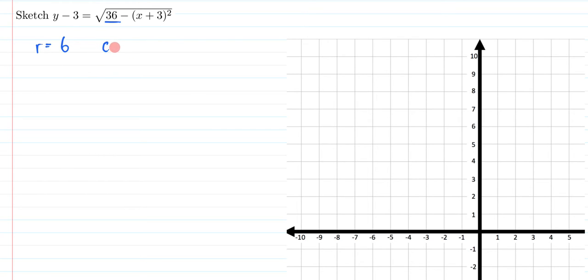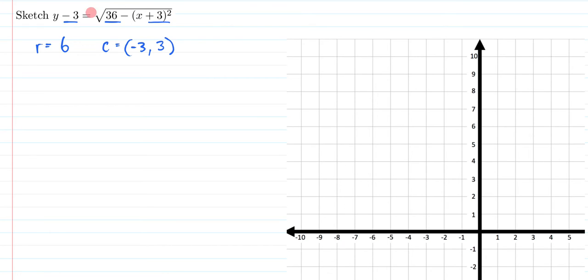And the center will be -3 and 3. Notice that I had to change my sign because it hadn't been brought over. If it was brought over as it normally is when we're dealing with semicircles, then I would have left it as 3. But because it's still on my left-hand side, I have to change it.